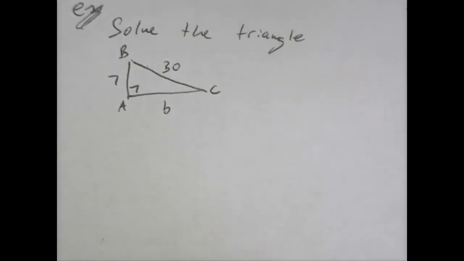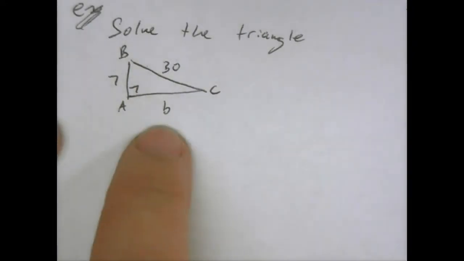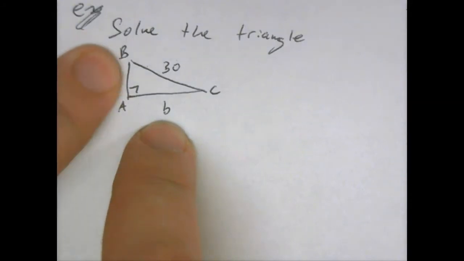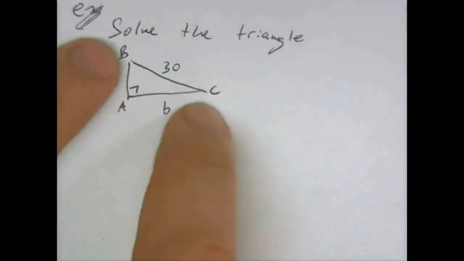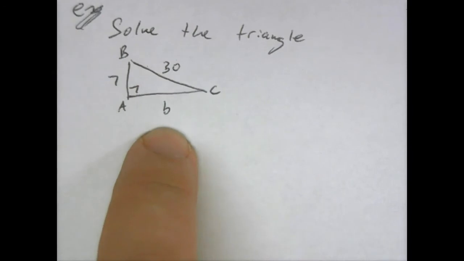Okay, in this one, if they say solve the right triangle, you are looking for all of the missing components. So the only things that I don't know here is little b. I don't know big B. I don't know big C. If they are big, they are talking about the angles. Little b is talking about that side length.